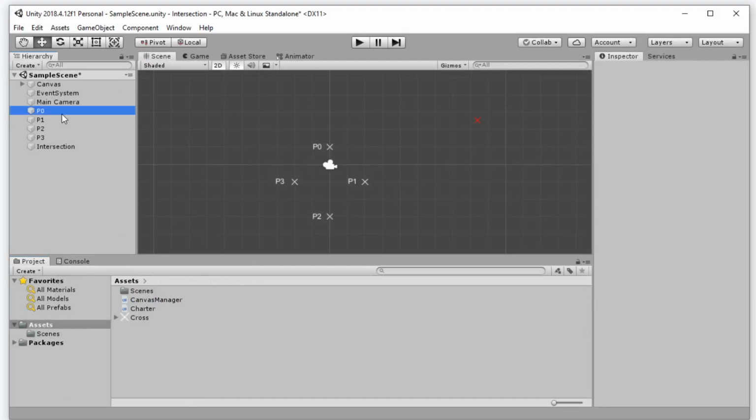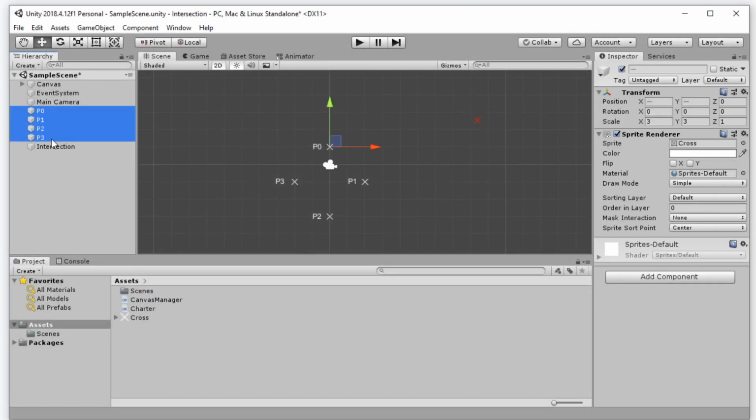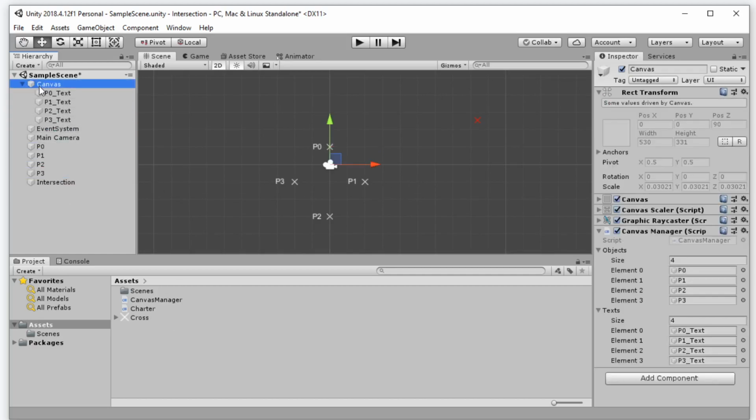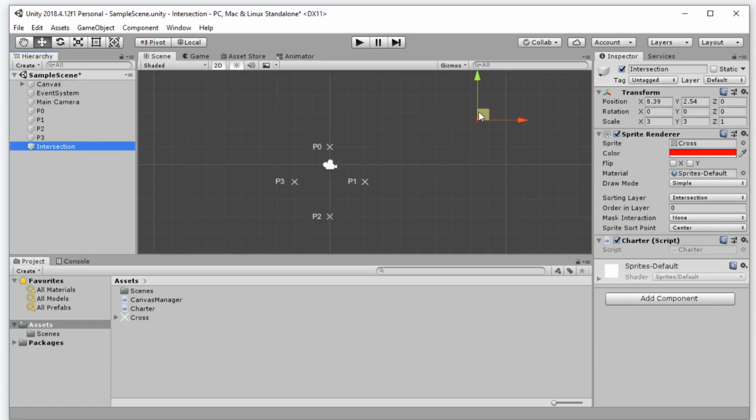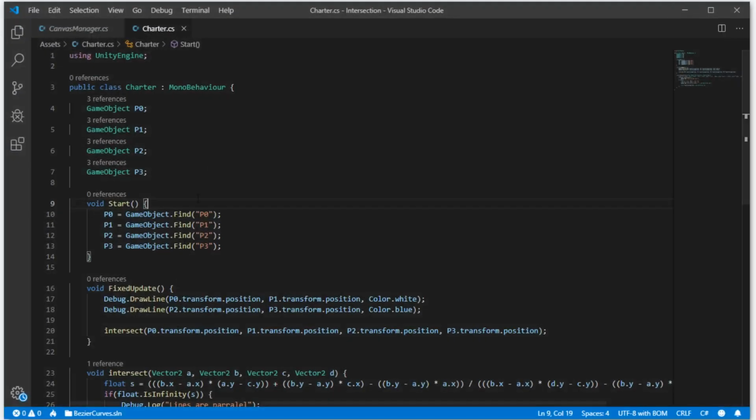And for the presentation, I have 4 points. It's just a graphical representation of the positions, and 4 text elements. The Canvas element has a Canvas Manager script, and it's just moving text so it stays near the cross. And there is the intersection point, which would be moved to the intersection position and has the charter script attached to it.